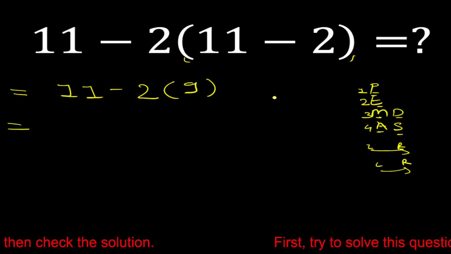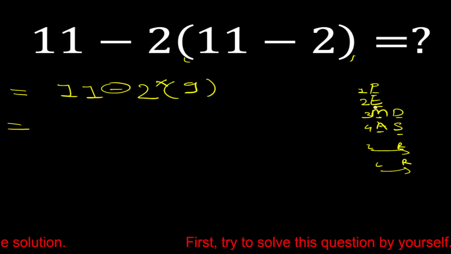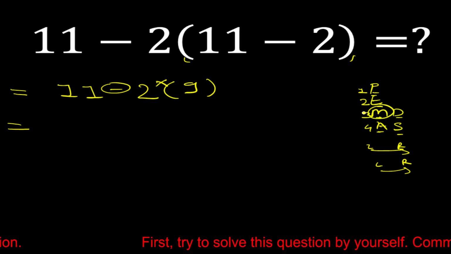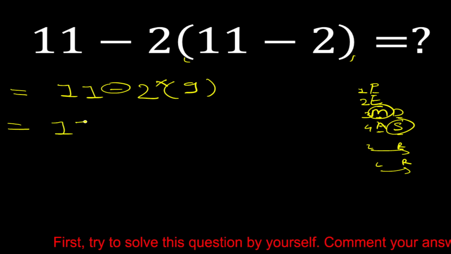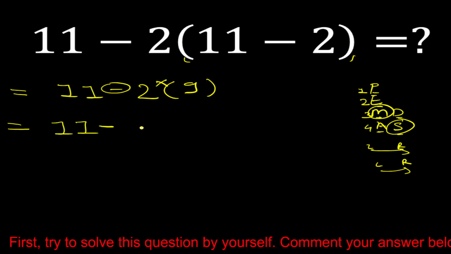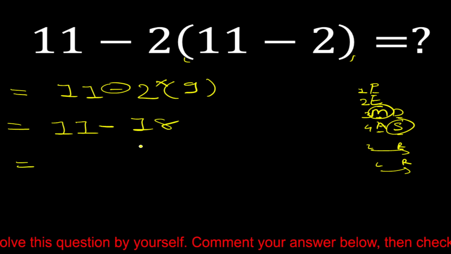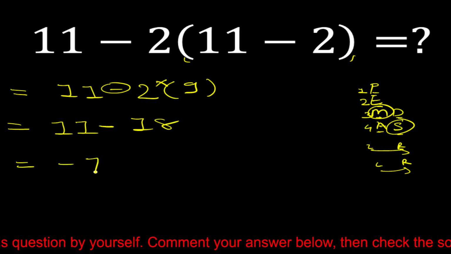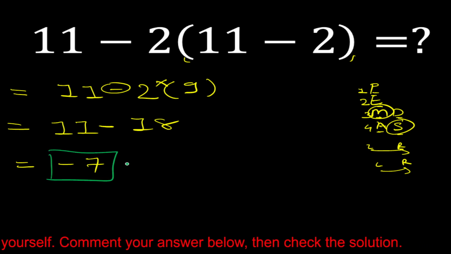Is equal to, now here is subtraction and here is multiplication. So according to the rule, multiplication is first priority, then we have to solve subtraction. Okay, so 11 minus 2 multiply 9 is equal to 18. So is equal to 11 minus 18 is equal to minus 7. Okay, so the correct answer is minus 7.